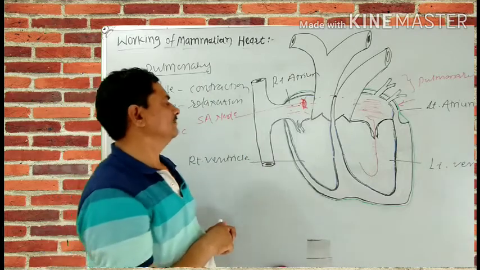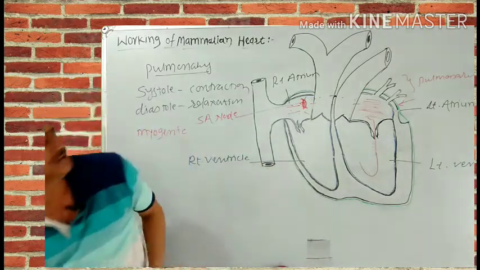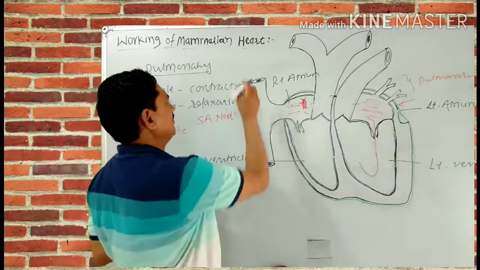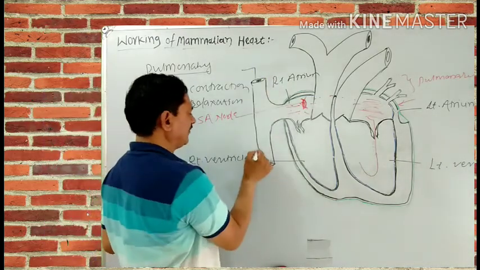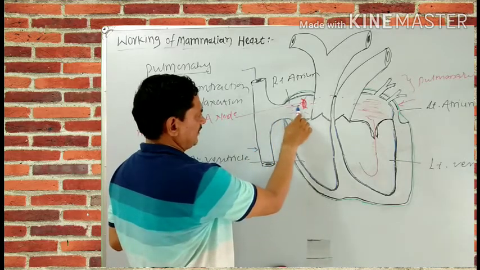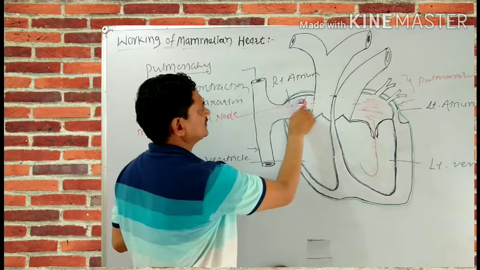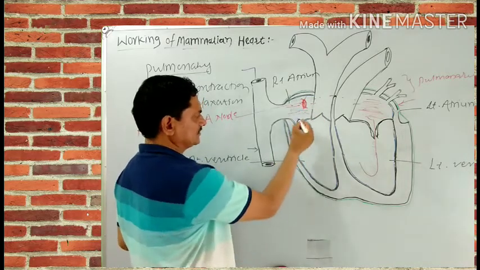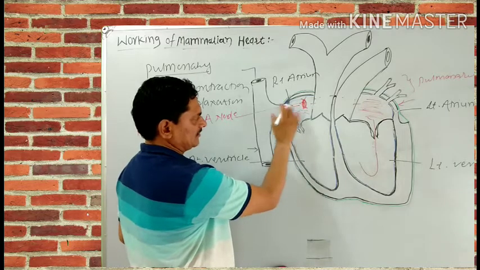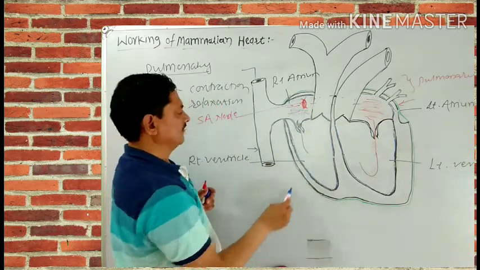At the same time, the deoxygenated blood, which is brought by the caval veins, the superior vena cava and the inferior vena cava, is carried into the right atrium, and through the right atrium, when it contracts, it enters into the right ventricle.